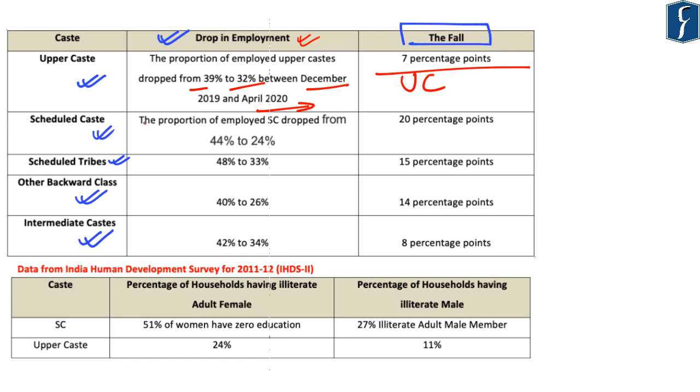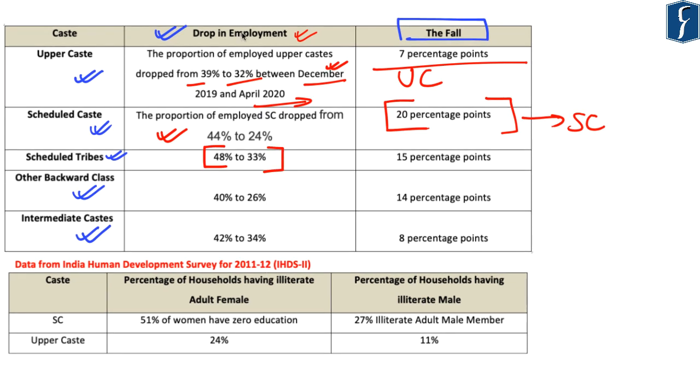Whereas with respect to scheduled caste, the proportion of employed scheduled caste dropped from 44% to 24% from the period December 2019 to April 2020. And accordingly, the fall in percentage points with respect to employment was 20% for scheduled caste. Further, with respect to scheduled tribes, the drop in employment was from 48% to 33%, thereby denoting a drop of 15 percentage points.